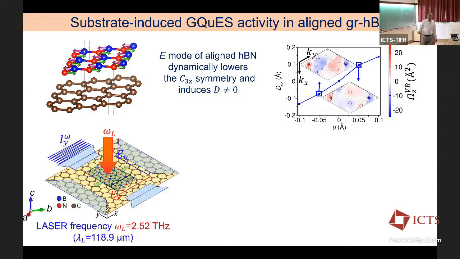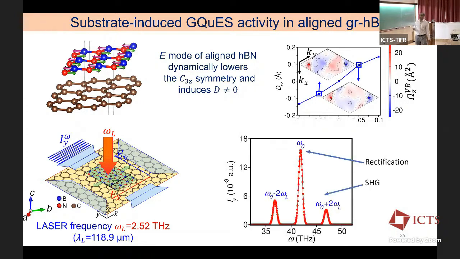Okay, so the device where you could do this is shown here. The frequency of this terahertz laser is 2.52. This number is chosen because that's where the commercial laser is available. It's not an arbitrary choice. And then you measure the radiation which is emitted from this graphene flake, the frequency dependent radiation, and you will see the peaks. This is associated with rectification, and this is associated with the second harmonic generation. Okay, so indeed.